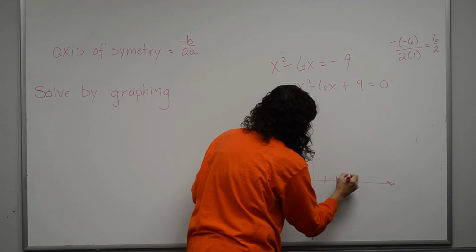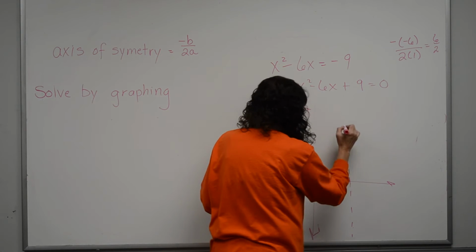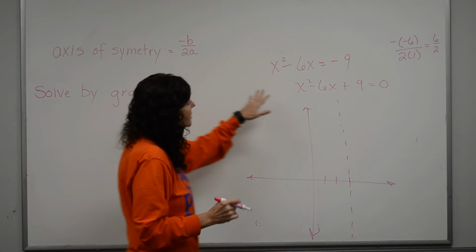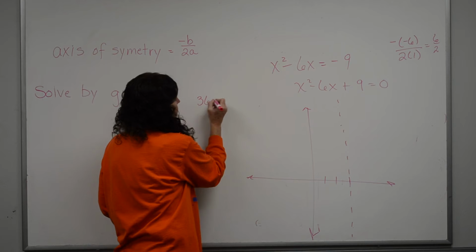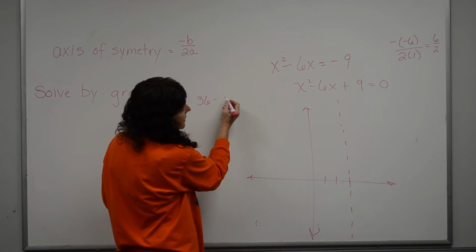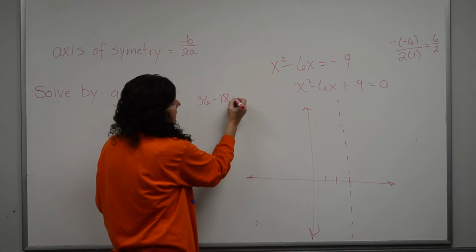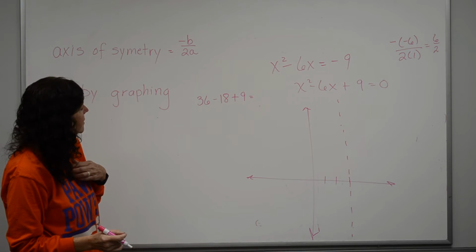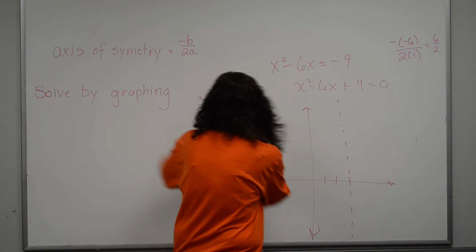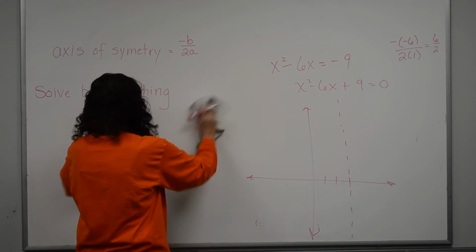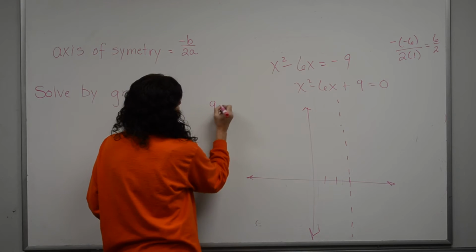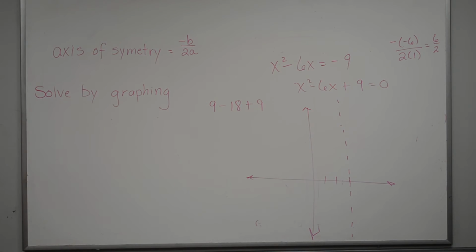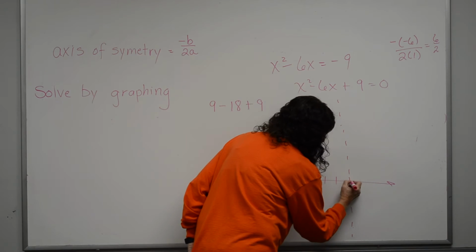Okay, so I'm gonna come over here. I'm gonna go 1, 2, 3. Okay, so somewhere on that line is gonna be my vertex. And then when I plug that 3 back into the equation, I've got 9 minus 18 plus 9. What's that equal to? 0. Okay. So here's my vertex.